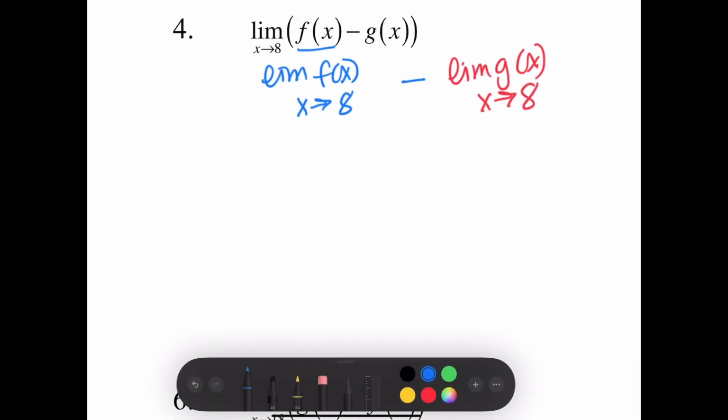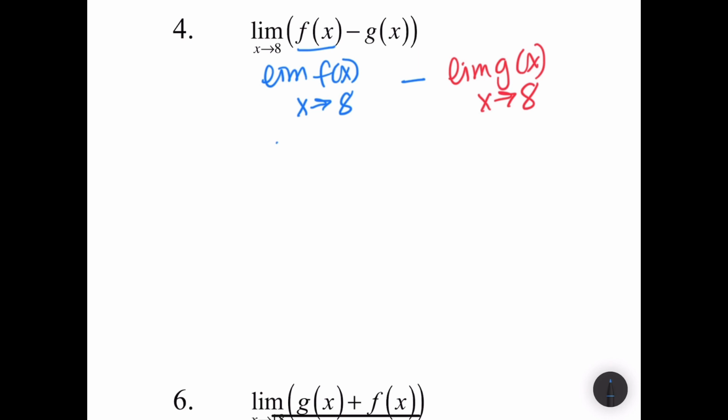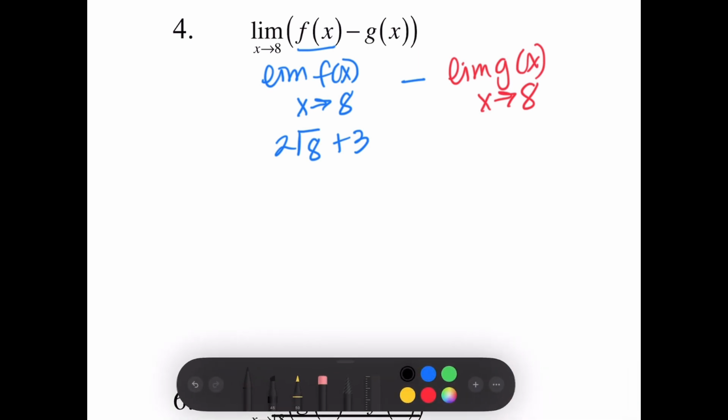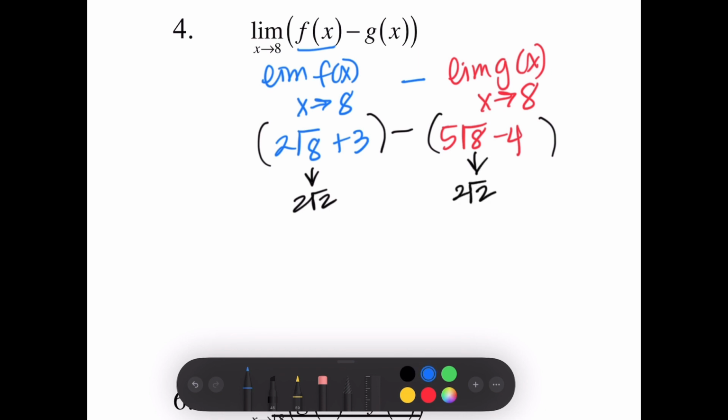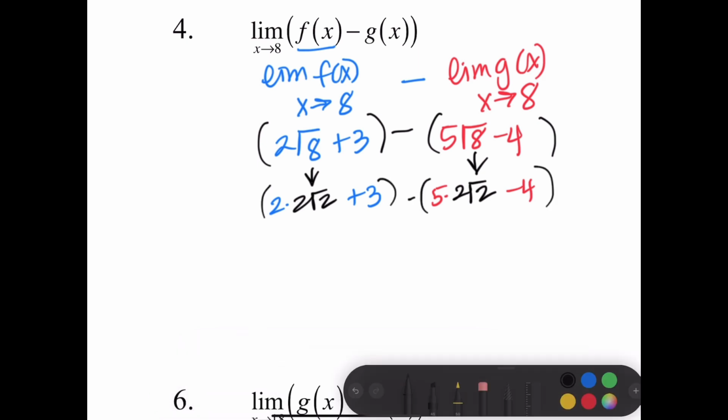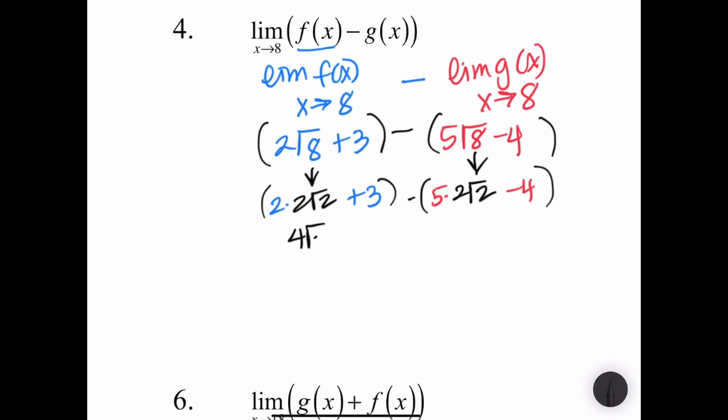So starting with f of x, my equation for f of x is 2 radical x plus 3, but I'm plugging in 8. And this entire thing is going to be subtracted by g of x, plugging in 8. And remember, we talked about how the square root of 8 is 2 radical 2. So that's going to come in handy. I don't need to simplify again. I already did that the first time, right? Let me go ahead and simplify now. So 2 times 2 is going to give me 4 on the outside of my radical.